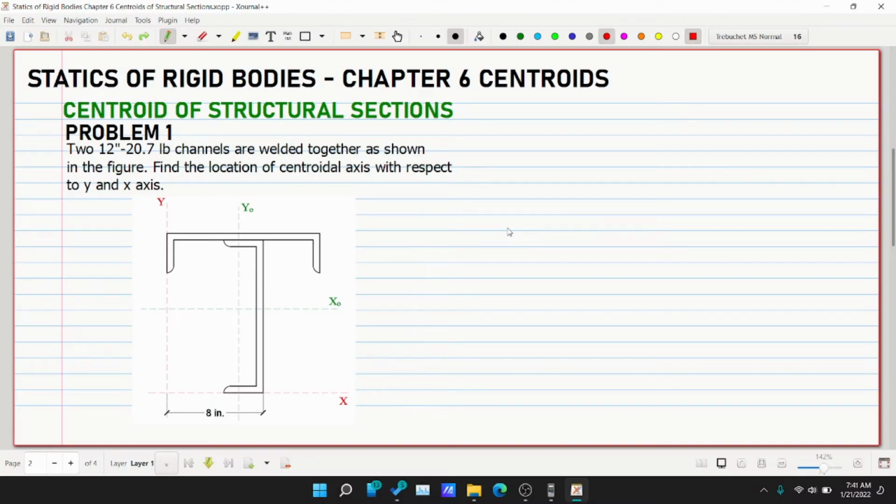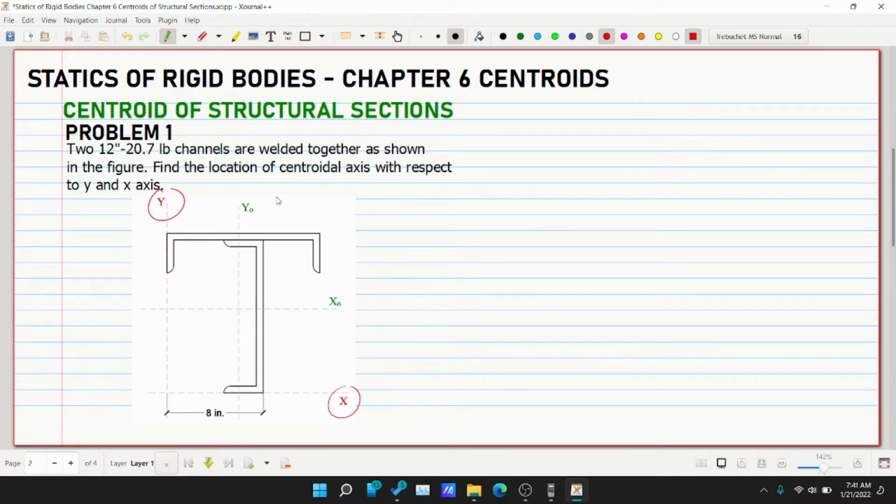So this is problem number one for the topic of centroid of structural sections under chapter 6 of Statics of Rigid Bodies. Two 12-inch, 20.7-pound channels are welded together as shown in the figure. Find the location of the centroidal axis with respect to the y and x axis. So this is the y and x axis.